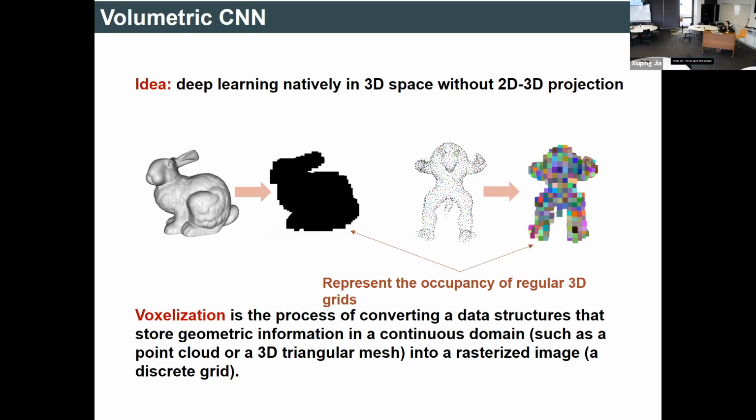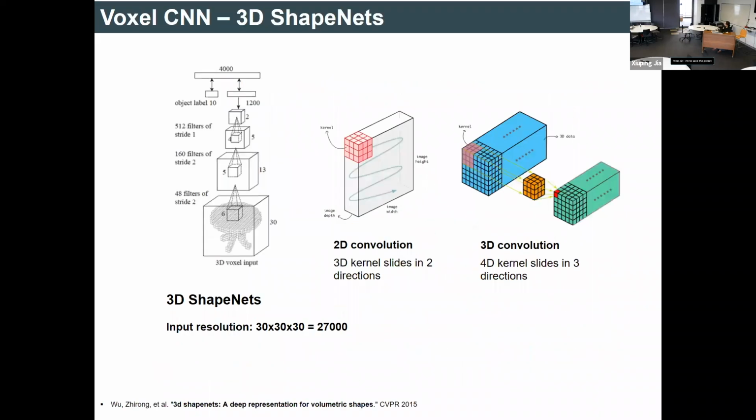It's a process of converting a data structure into a vectorized image. Then after voxelization, it's very straightforward to extend the existing 2D convolution to 3D. So here I want to show you a low-level idea of 3D convolution. In the traditional 2D convolution, we have our 3D kernel moving in two directions, the x and y. And the three dimensions are the width, height, and depth. The depth is usually 3 for RGB images. So similarly, we can define the 4D convolution kernel for our 3D convolution. So we just need to design the 4D kernel and move it in 3D dimensions, X, Y, and Z.